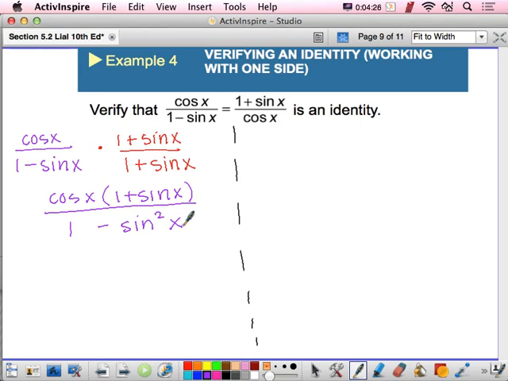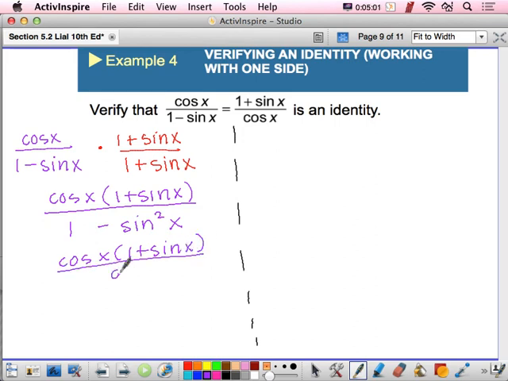Now the nice thing about this is most of the time when you use a conjugate, it will turn into an alternate form of a Pythagorean identity, because the things will be squared because of the way conjugates FOIL out. 1 minus sine squared is exactly equal to cosine squared, because of that Pythagorean identity, sine squared plus cosine squared equals 1. So you rearrange it, and you see that 1 minus sine squared is cosine squared. So we can remove this quantity here and substitute cosine squared.